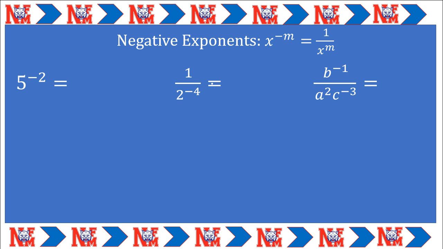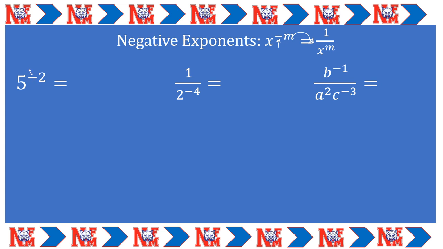Now let's talk about the negative rule. So here, anytime you have a negative exponent, I'm not talking about the base being negative, just the negative exponent, you have to flip it down to the opposite location, and then we make it positive. So let's go through these.